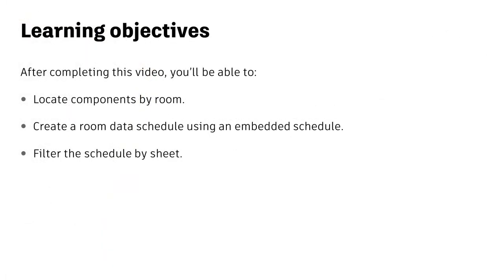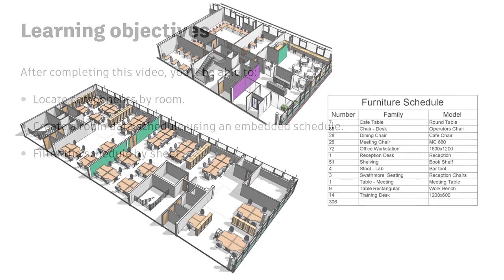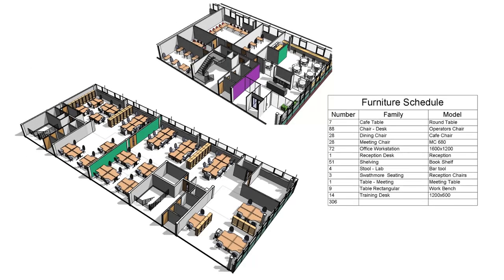In this video, we'll see how to locate components by the room they reside in. We'll see how to create a room data schedule to include components within rooms. And we'll also see how to filter that schedule so that it only displays objects that are visible on a drawing sheet. A room data schedule can help with the planning and fit out of a building.